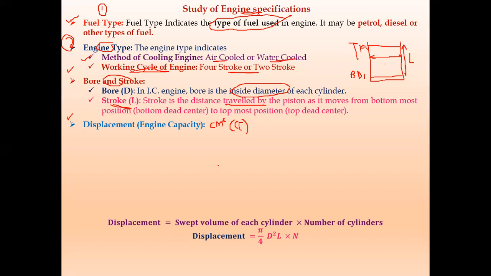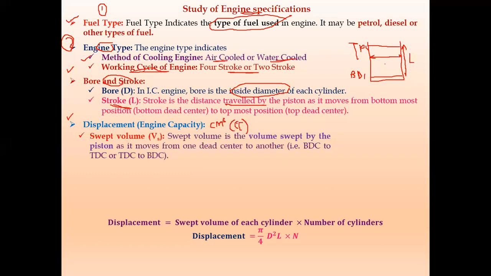So we will see this first. To find out this cubic capacity, we require different types of volume. Now cm cube is nothing but the volume, so it is the volumetric capacity. First we will see the swept volume. What is meant by swept volume? It is generally denoted by V suffix S. Swept volume is the volume swept by the piston.